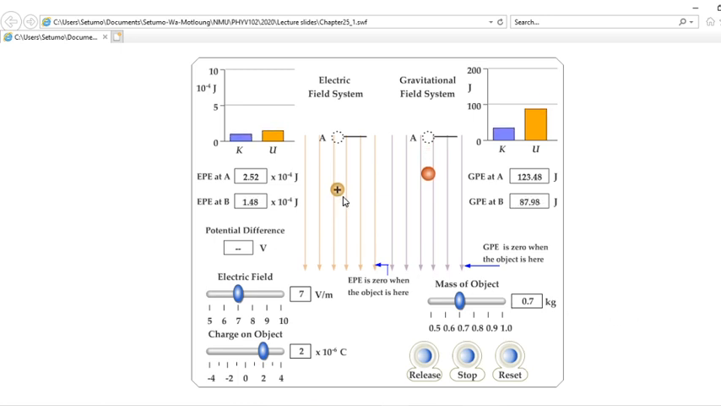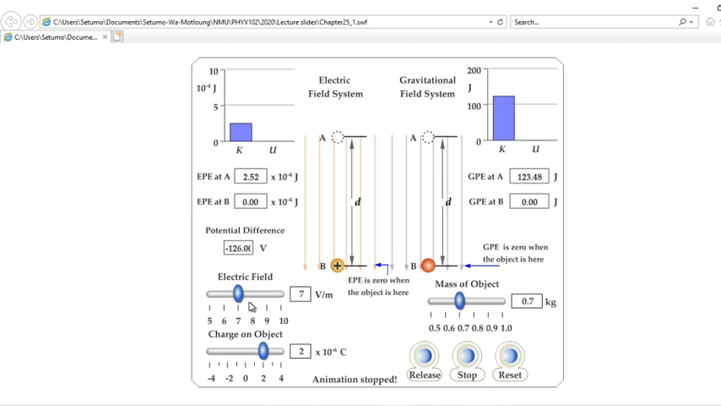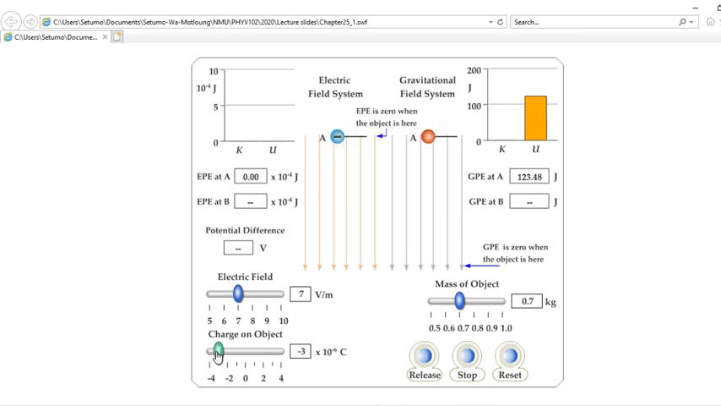As you can see, the charge is now a little bit faster compared to when the electric field was a little bit lower. The other thing that I want to show you is, let me change the charge to be negative. I want to pause a little bit and give you a chance to think about it. Now the electric field is going in this direction. What do you think will happen to this negative charge?